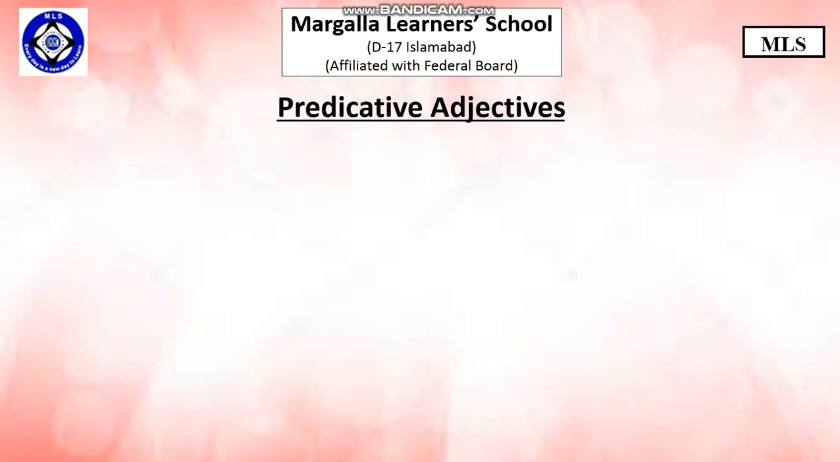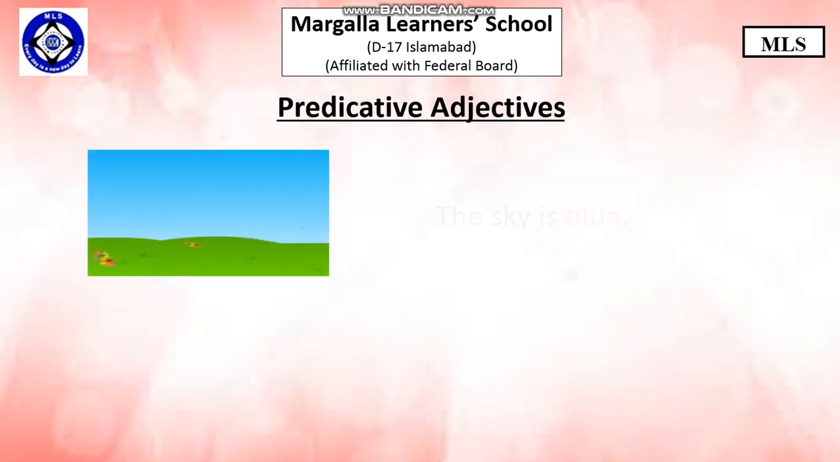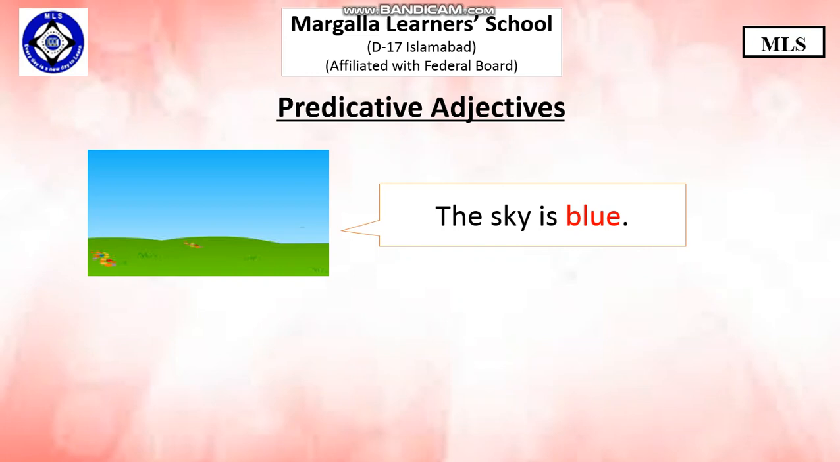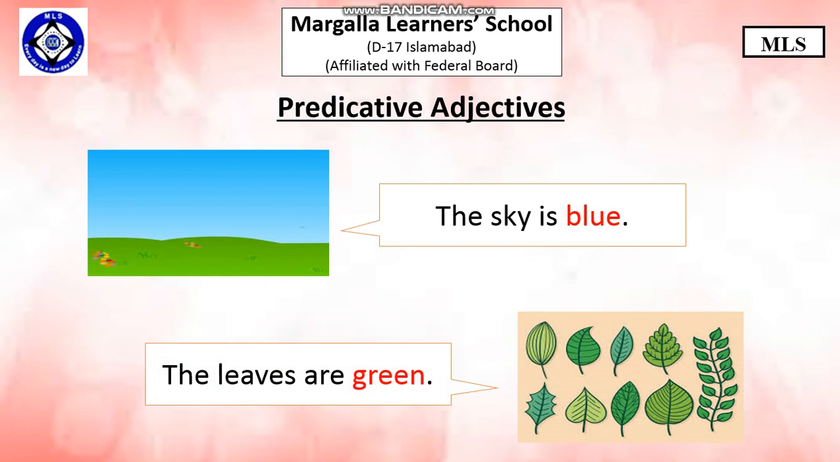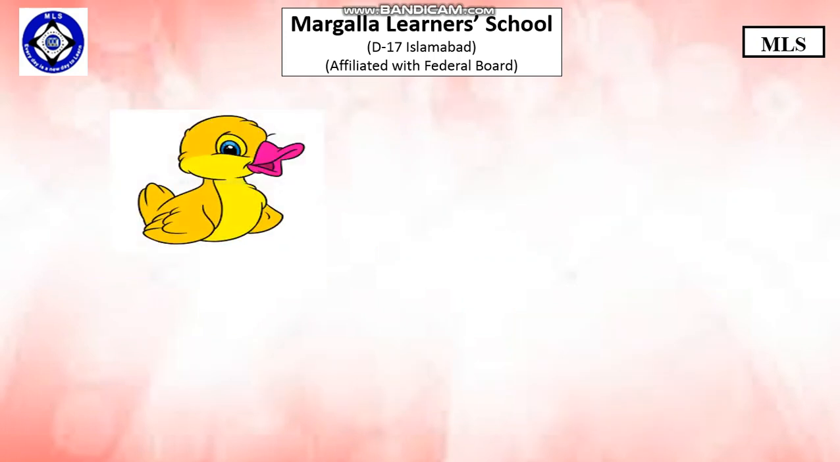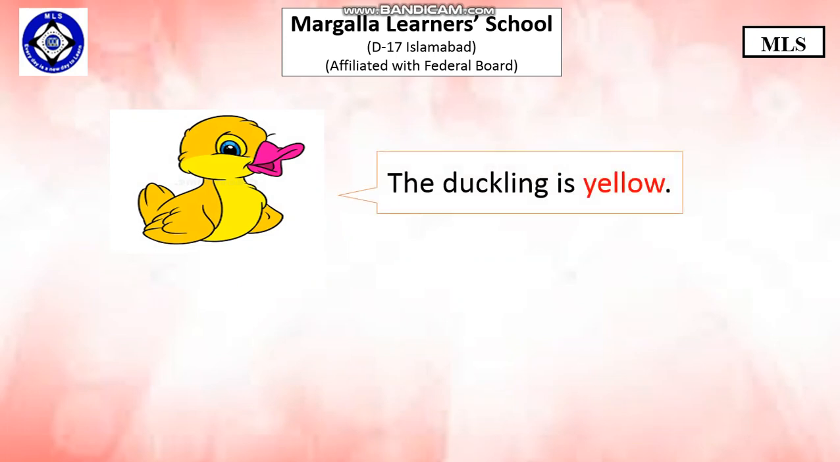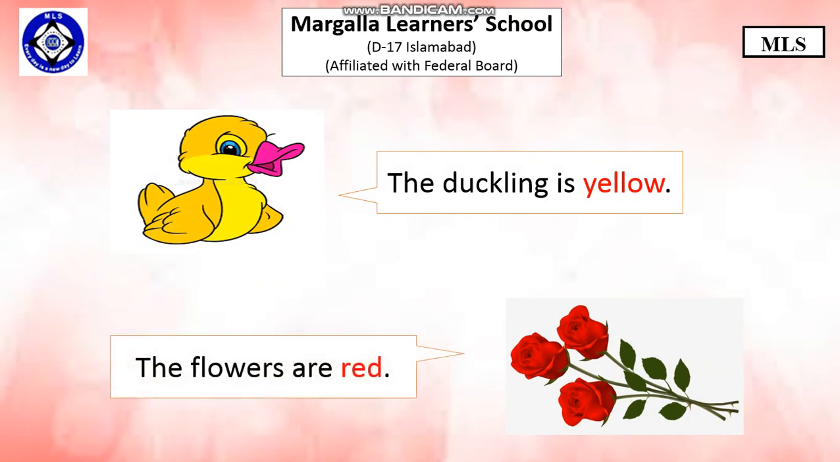So let's look at the given pictures. The first picture is the sky is blue. Here sky is a noun and blue is an adjective because blue is describing the sky, which is a noun. Let's look at the second picture. The leaves are green. Now let's look at the third picture. The duckling is yellow. And the last picture is the flowers are red.